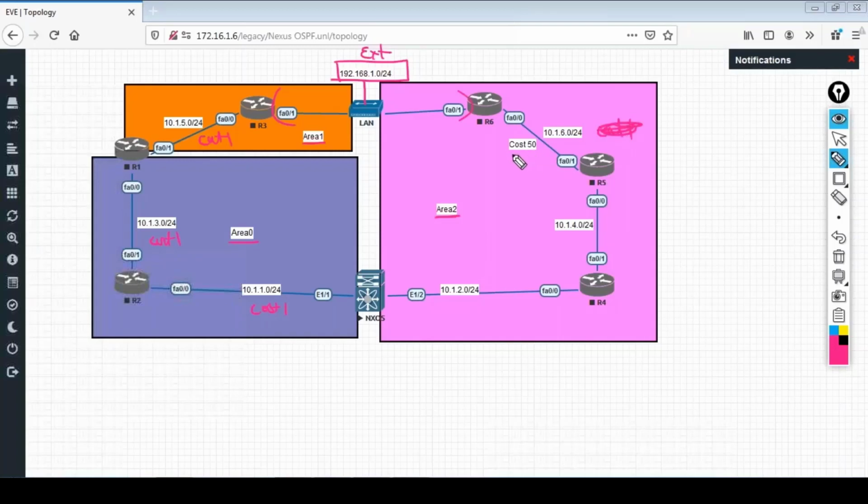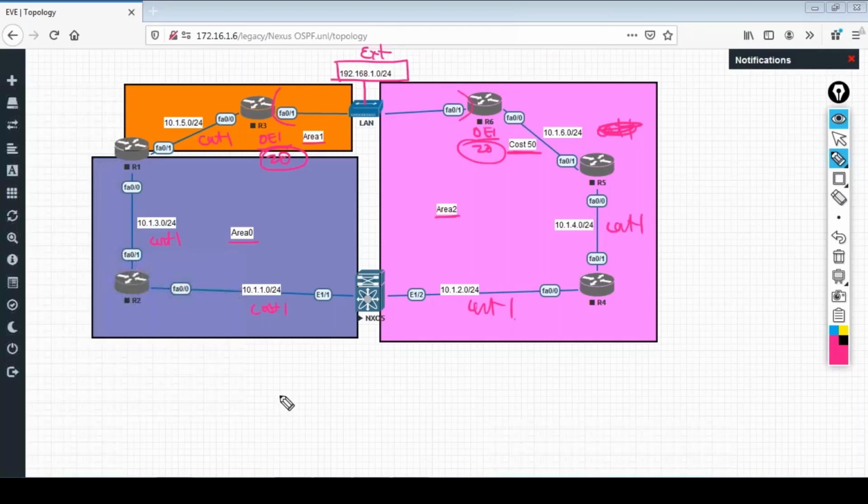Sorry, the only thing we have changed is the cost is 50 here, and the cost is 1 here and 1 here. And when they redistribute, they are redistributing with an OE1 cost of 20. The starting point is 20. Similarly, here I am redistributing with a cost of 20.